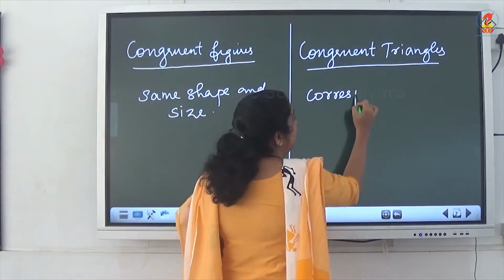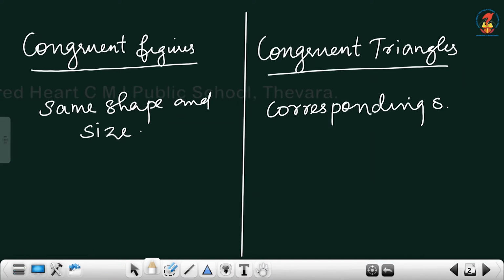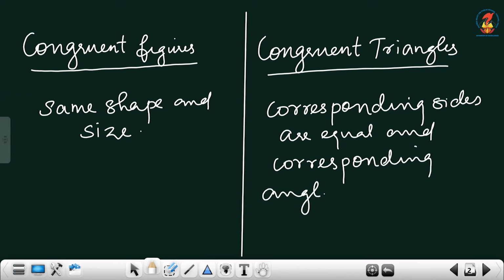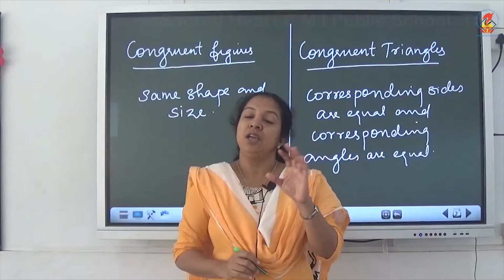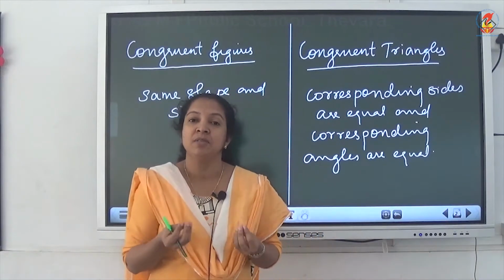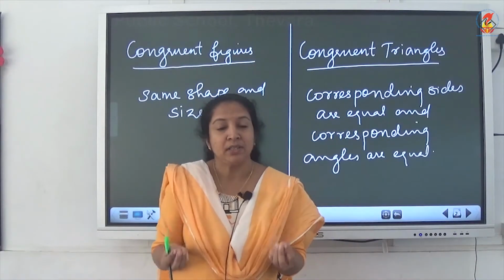Corresponding sides are equal and corresponding angles are equal. Two triangles are said to be congruent if their corresponding sides are equal and corresponding angles are equal. So if you are getting two triangles in hand, how can you check whether they are of the same size and shape? How can you check whether they are congruent?